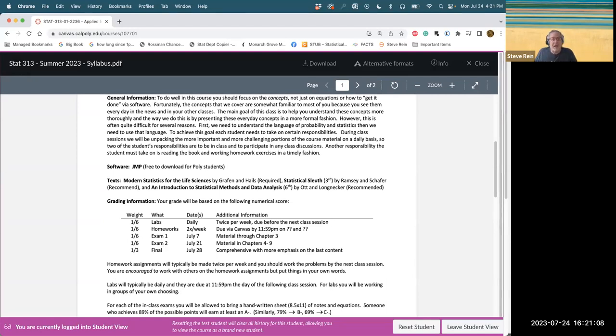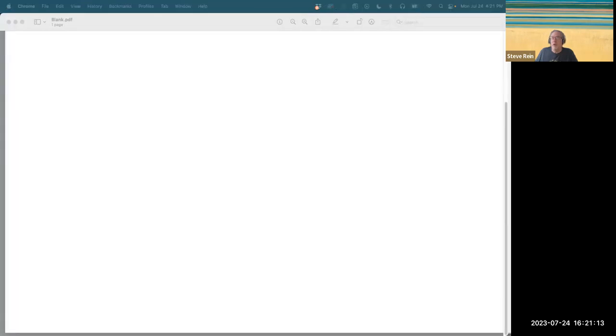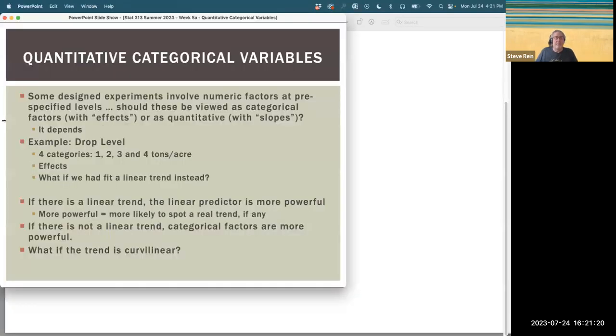Okay, so what I'd love to do then is to get into newish material. So quantitative categorical variables. I probably shouldn't have phrased it that way, but quantitative fits for numeric factors. As an example, maybe I should show you this new data set, which I just finished downloading. I thought it was sort of cool, so maybe it's a good example.